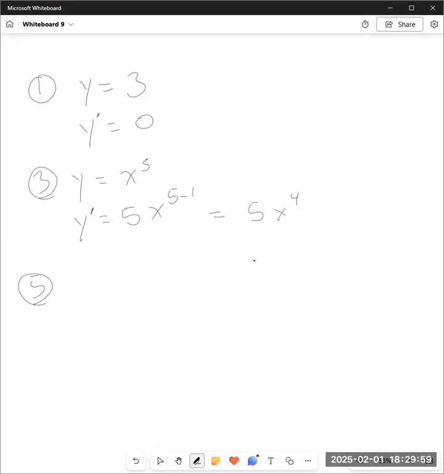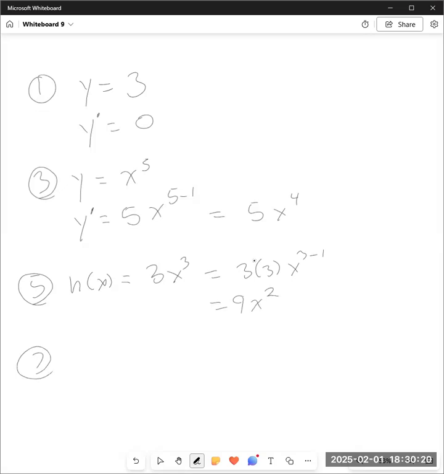Number 5, h of x is equal to 3x to the 3rd. That's going to be 3 times 3, x to the 3 minus 1. 3 times 3 is 9. X to the 3 minus 1 is 2.